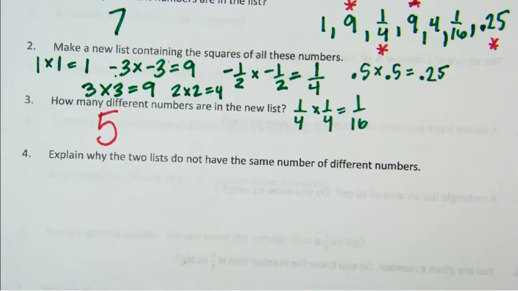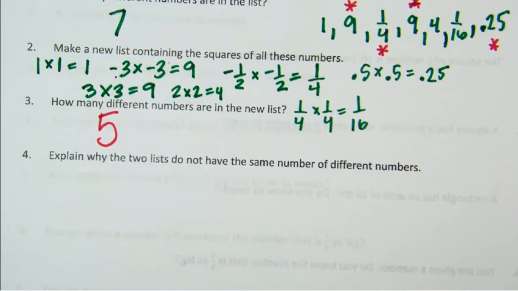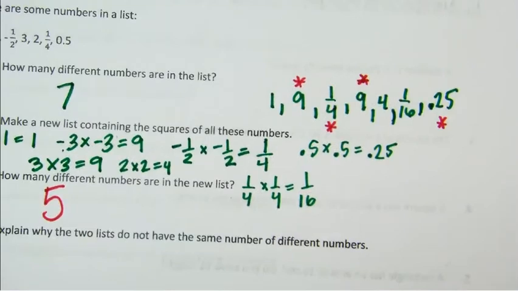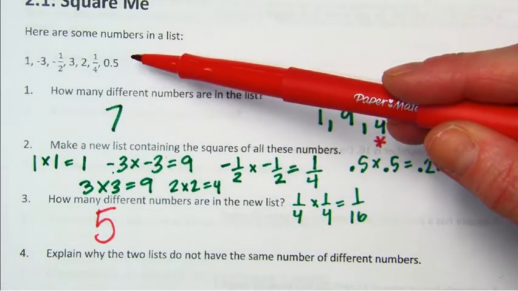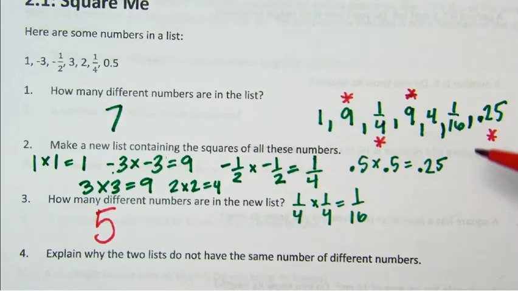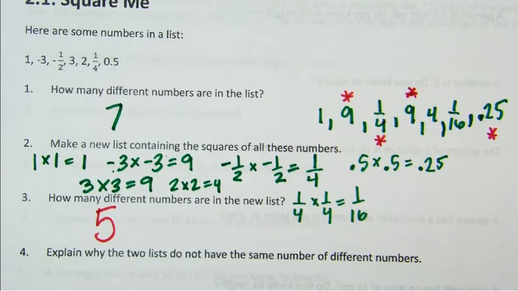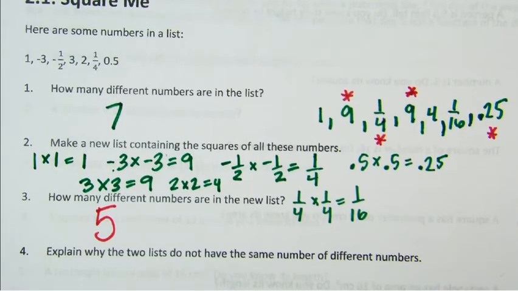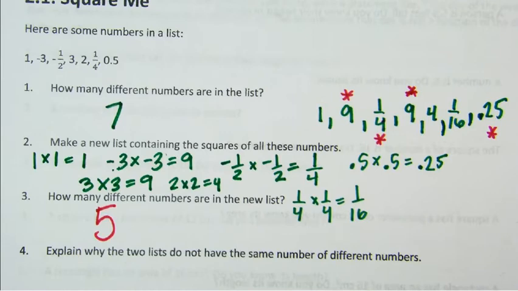Number 4 says, explain why the two lists don't have the same number of different numbers. What's happening is our first list had 7 different numbers. All we did was square the numbers. How come I ended up with 2 repeats? That's what we're trying to figure out in number 4. How come if I started with different numbers, I have some things repeated? Why wouldn't I have 7 different answers? What happened with our math that made us have some repeated numbers after I squared?